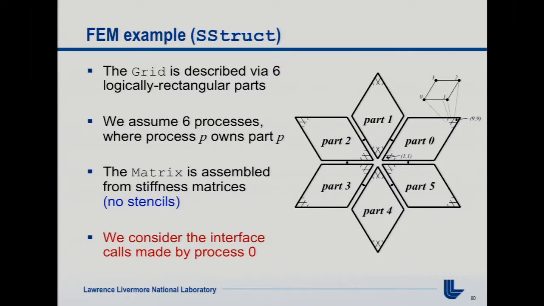Okay, so again, I'll split this up into 6 parts, numbered in this way, and I'll put 1 part on a processor, just for simplicity. Again, users decide this. So we'll do 6 processors, no stencils, right? And we'll look at part 0, this one right here, okay?